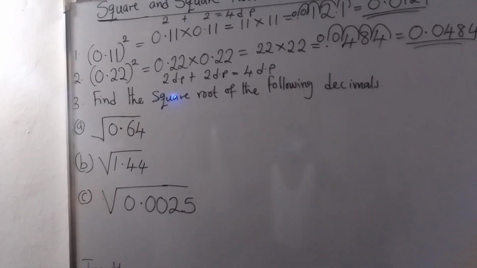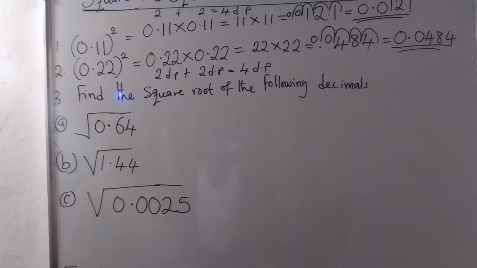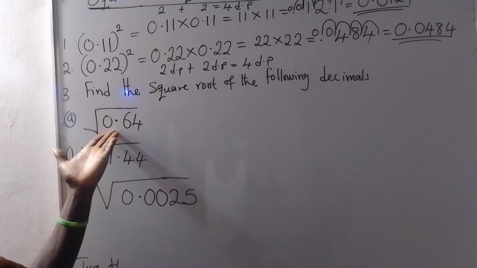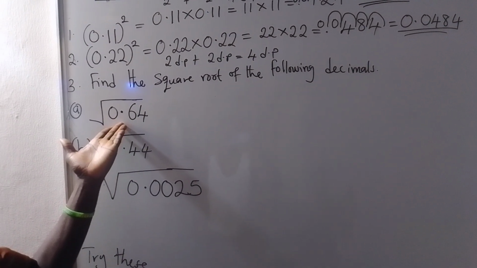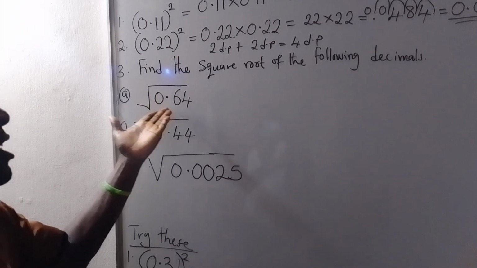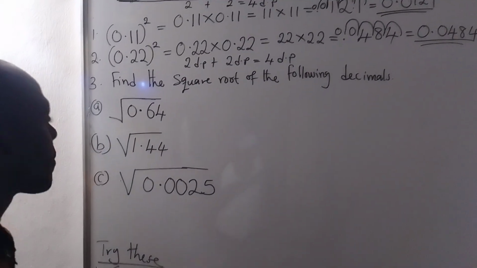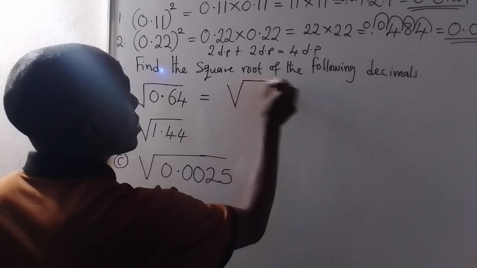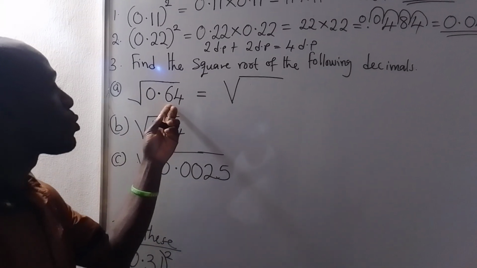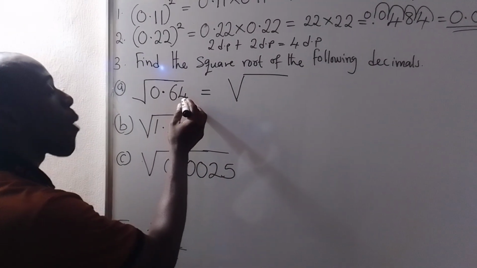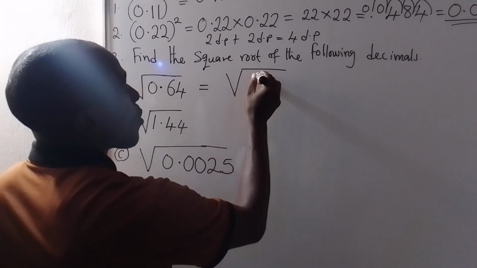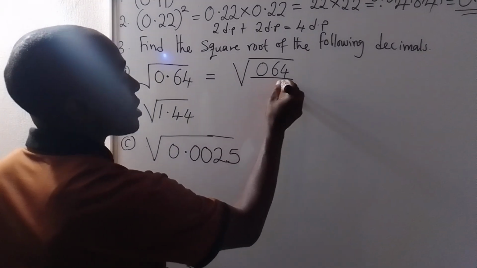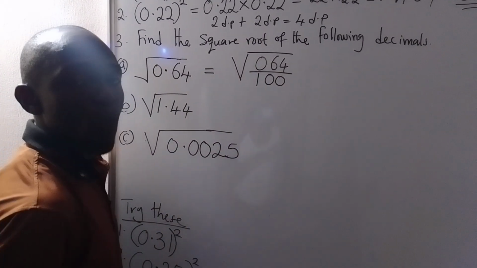Okay, we have the number 3 question, which says we should find the square root of the following decimal numbers. This question can be scary, but there is a better way of simplifying the decimal point. We're simplifying a square root that has a decimal point. Okay, the first thing you need to do is, now if you observe, this number has 2 decimal places. If you count from the right hand side, 1, 2, which means we have 64 over 100.